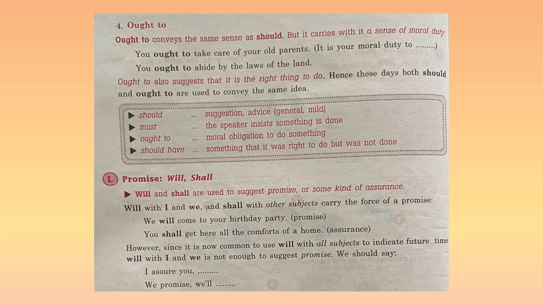However, since it is now common to use will with all subjects to indicate future time, will with I and we is not enough to suggest promise. We should say, I assure you, we promise. So you have to add these words before completing your sentence.